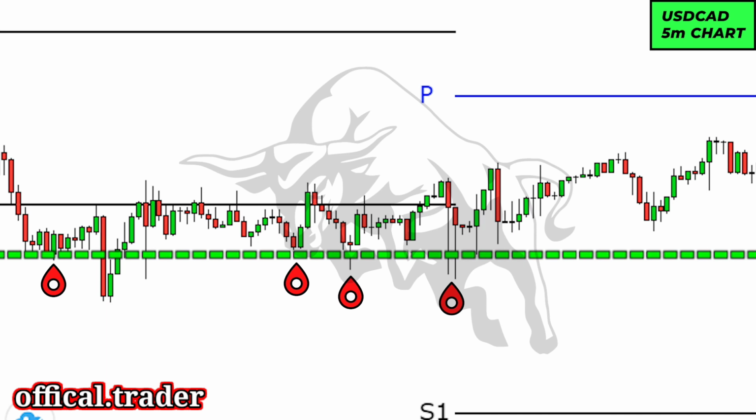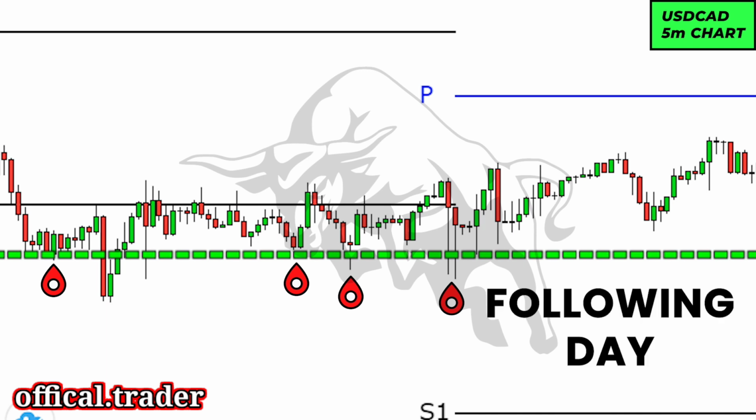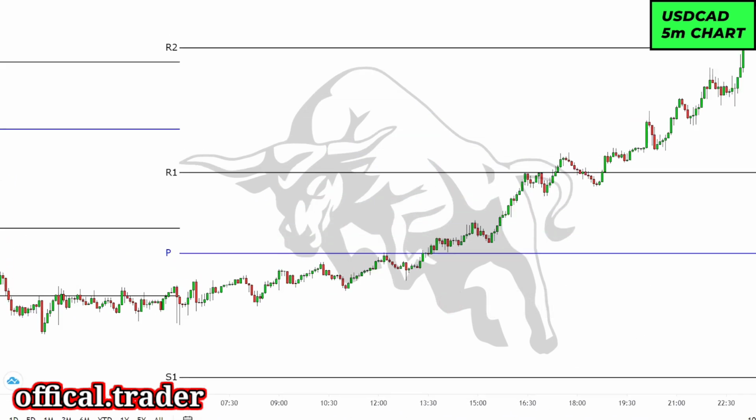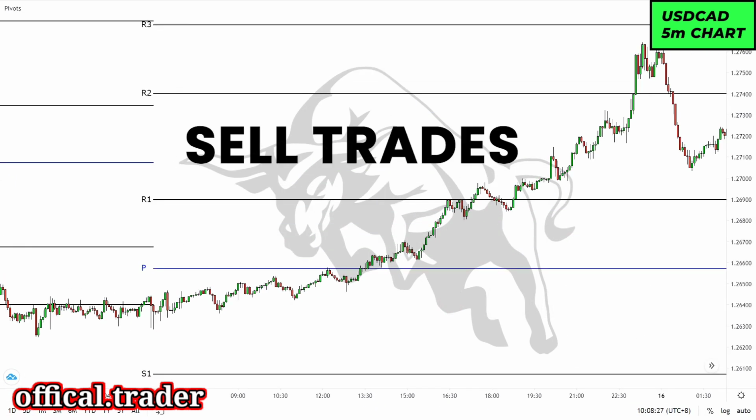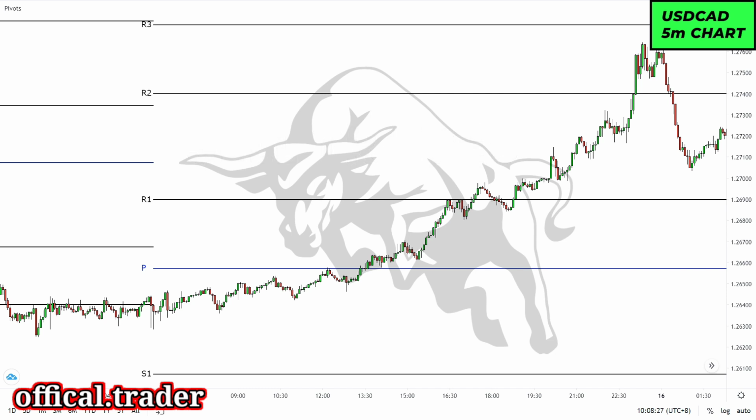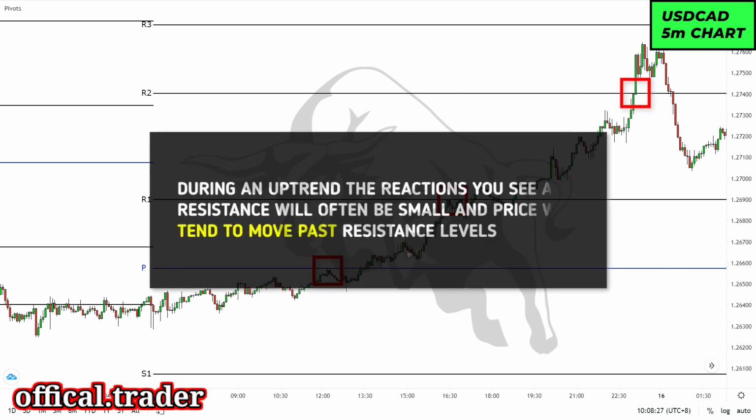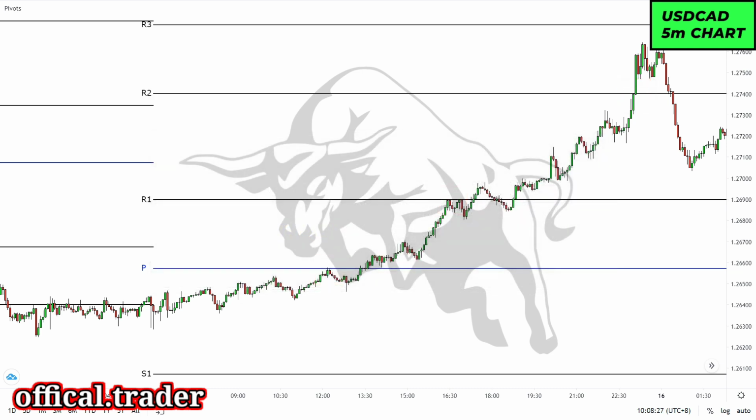So when price opened up on the following day and we notice that it's unwilling to move back below this 4-hour level, this should give us a warning sign that we're going to see an uptrend take place this day. So given this information, we're going to want to avoid taking sell trades. It may be tempting to enter a sell trade when price reaches the mid pivot or the resistance levels above, but this is not a good idea. During an uptrend, the reactions you see at resistance will often be small, and price will tend to move past resistance levels, so we recommend to avoid taking sell trades in this kind of situation.